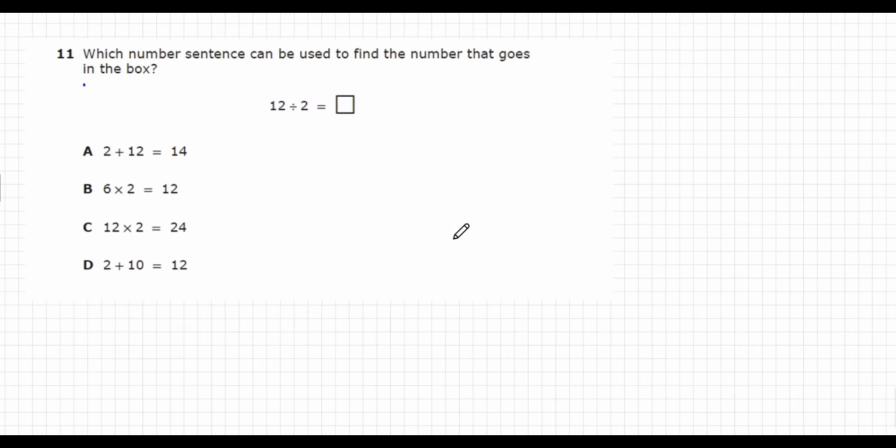Question number 11. Which number sentence can be used to find the number that goes in the box? B is the correct answer because 6 multiplied by 2 equals 12.